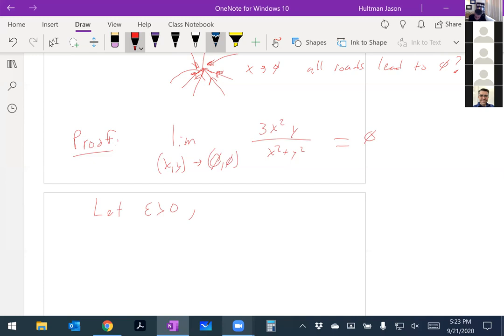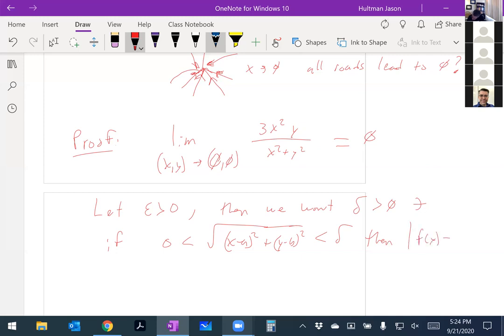Okay, let epsilon be greater than 0. Then we want delta greater than 0 such that if 0 is less than the square root of (x minus a) squared plus (y minus b) squared is less than delta, then the absolute value of f of x, y minus L is less than epsilon. Boom.